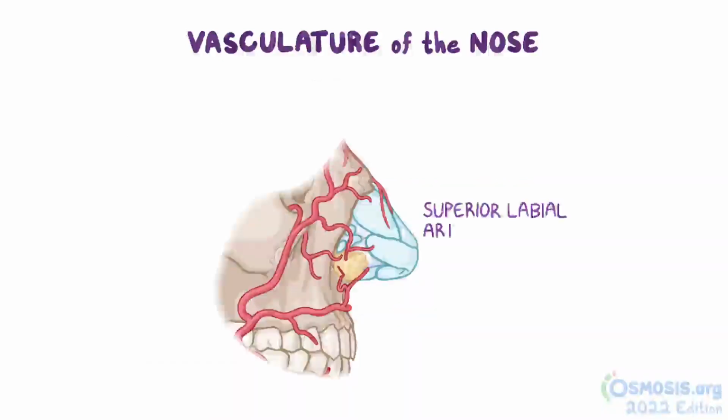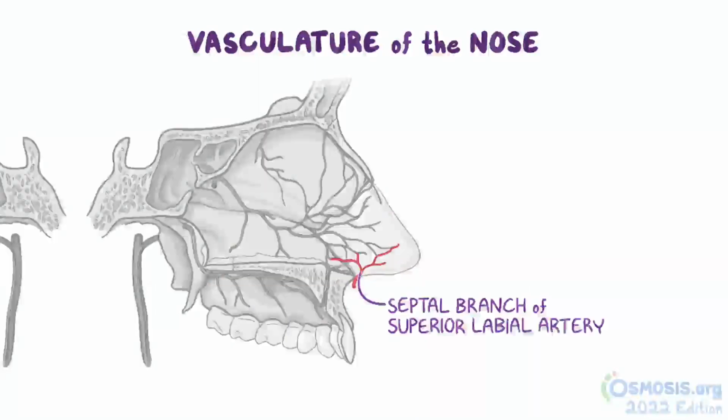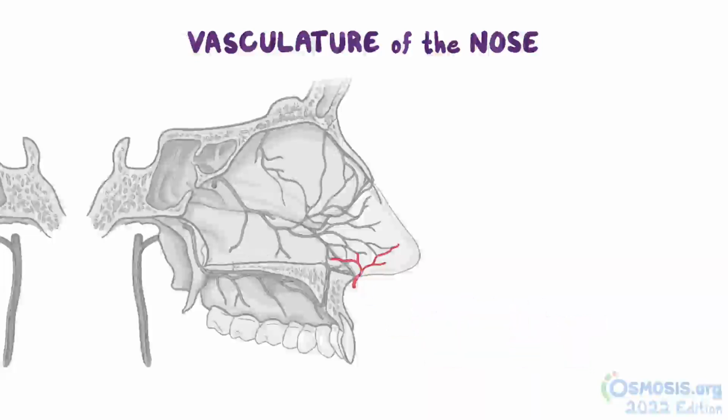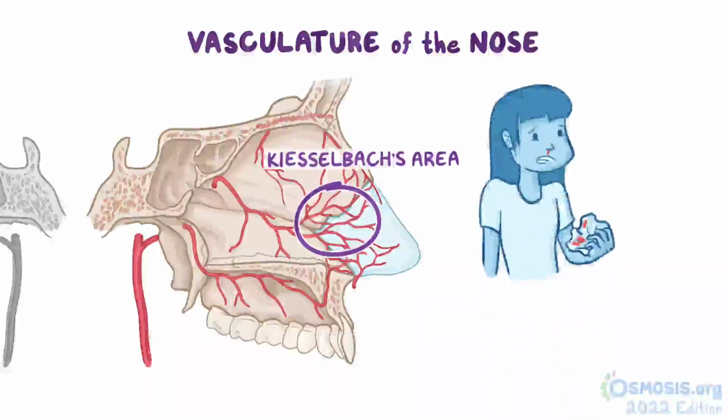The superior labial artery is a branch from the facial artery, which is another branch from the external carotid artery. This artery first surrounds the lip, then gives off the septal branch to supply the septum. Now all 5 arteries that supply the septum anastomose anteriorly, forming a vascular network called Kieselbach's area. And this is actually where most nosebleeds originate from.